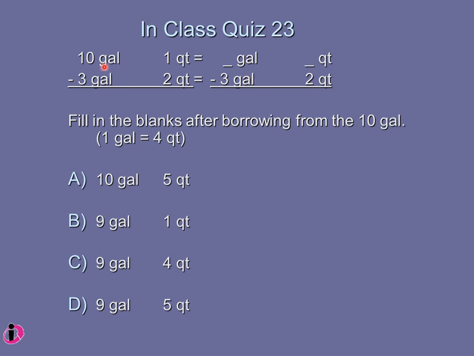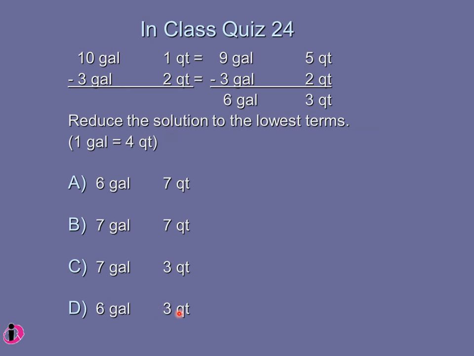So you borrow 1 gallon here, so that becomes 9 gallon. We have 1 quart here, you add 4 quart, right? That becomes 5 quart. This is 9 gallon 5 quart, which is the last one. Now you are ready to subtract, right? That becomes 3 quart, 6 gallon. So the right answer is D again.